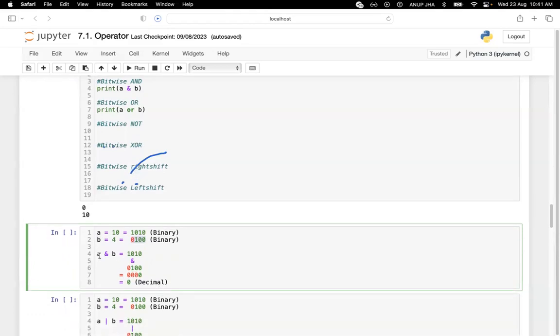Is there a color for B equal to 4 equal to 0100? Does the color have any meaning? No, it doesn't have any meaning.